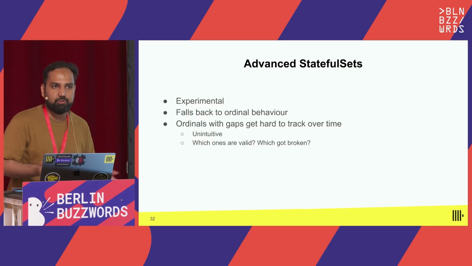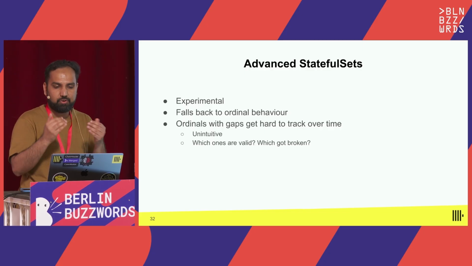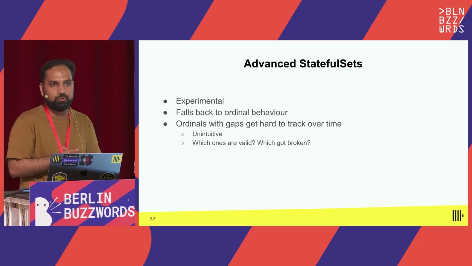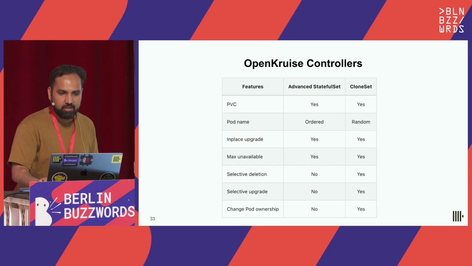It's very unintuitive which ones are supposed to be there if you're debugging a problem and trying to decide which replica should be there, which replica shouldn't. Ordinals are just going to add to the confusion. They're not going to remove that away. So we did not want to deal with that.